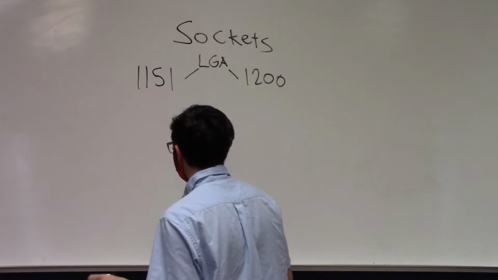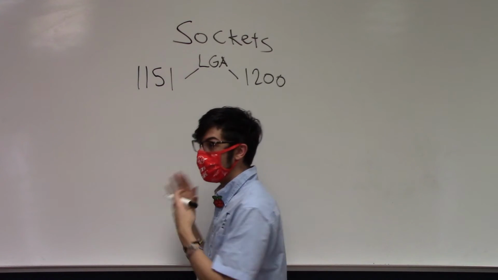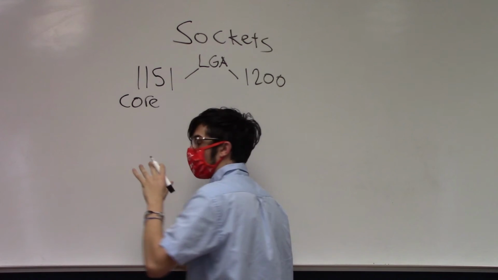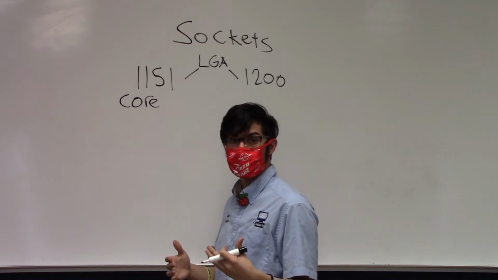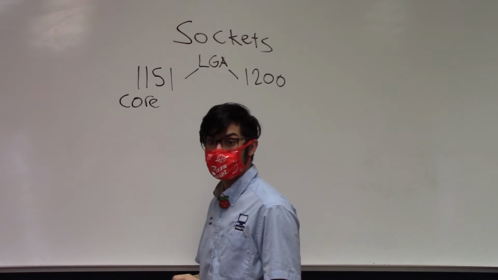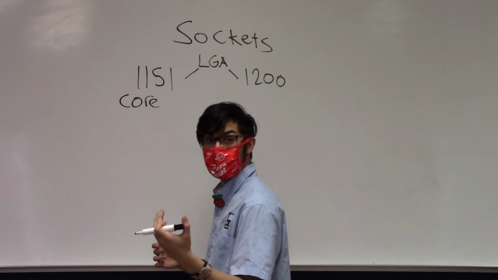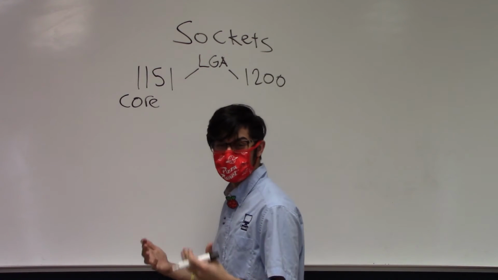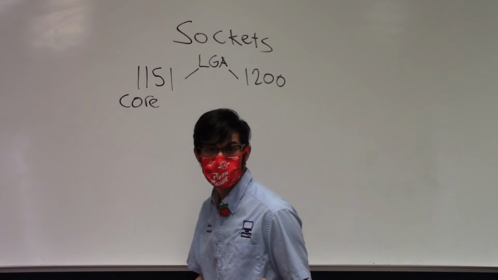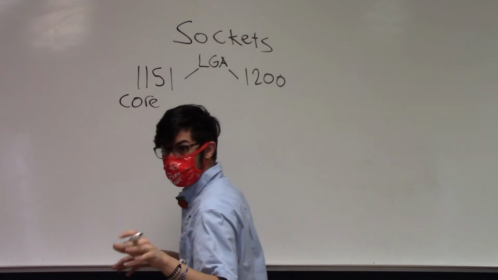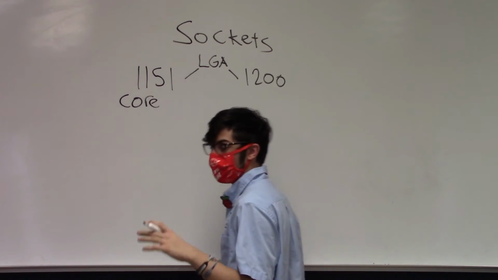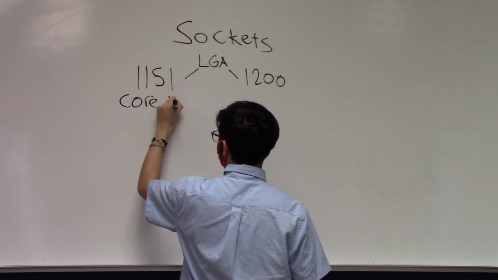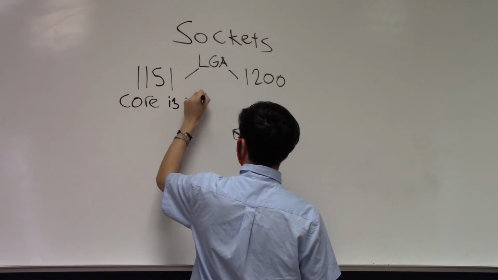So for compatibility, each of these is Core. The Core series is their main series that they make. It's their most high-powered series, and even the cheapest and the weakest one can still get you places in the world, especially in business. They'll be like i3s or i5s. So there's nothing wrong with using those. So with the LGA 1151, it's Core i3, i5, and i7.